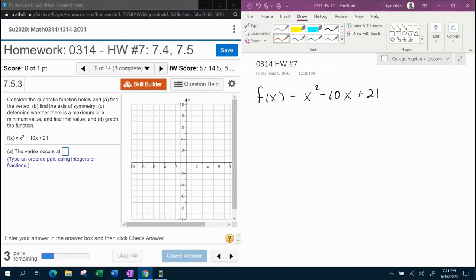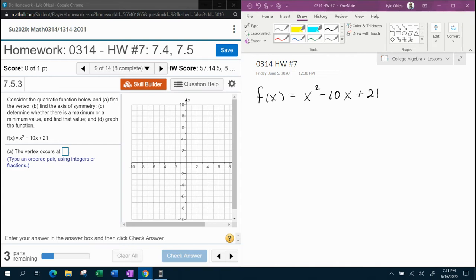All right, here we go. Question number 9 from our 0314 homework number 7 in MyLab Math. And it looks like we have a graphing problem. It says consider the quadratic function below. Find the vertex, the axis of symmetry, determine whether there is a maximum or a minimum value, and find that value and graph. So we got a lot of stuff to do.